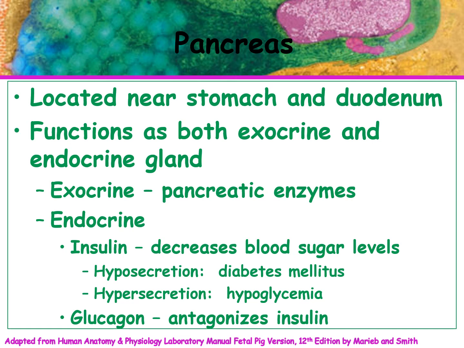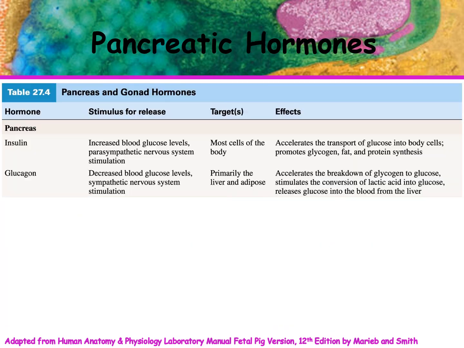Glucagon, we said, is the antagonist of insulin. It works opposite to insulin, meaning that it takes stored glucose in the form of glycogen out of cells of the liver, and it puts it through a process that enables us to turn it into usable glucose. This slide shows us the stimulus for release for both insulin and glucagon, their target cells, and the effect that they will have on those target cells.